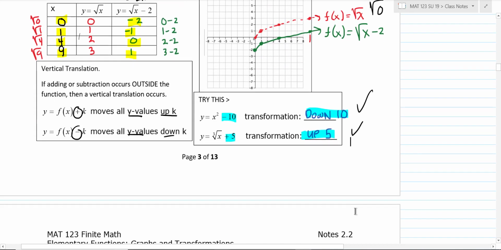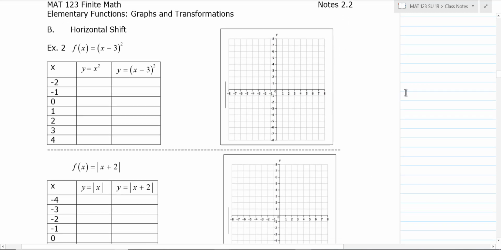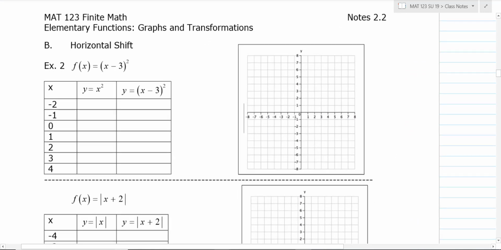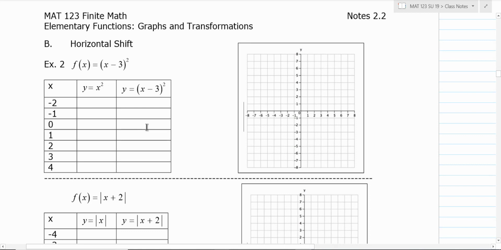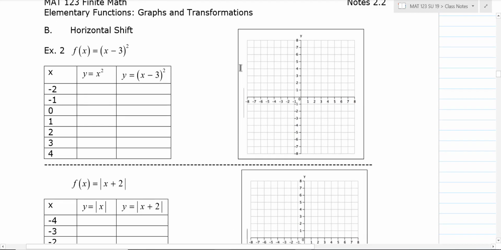Okay, so let's move to the next page, and now we'll do a horizontal shift. Horizontal shifts are sometimes a little harder for students to see how they work. So I will go through and do one of these and let you try one yourself too so you can get the hang of this. So what we're going to do is graph this function.